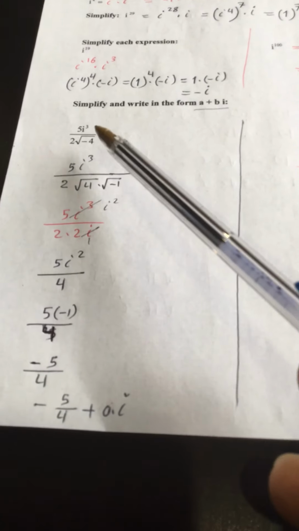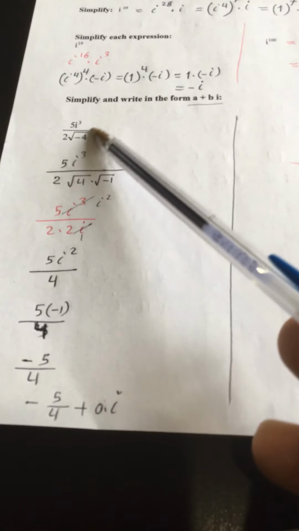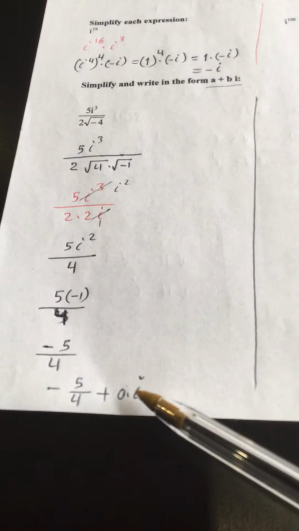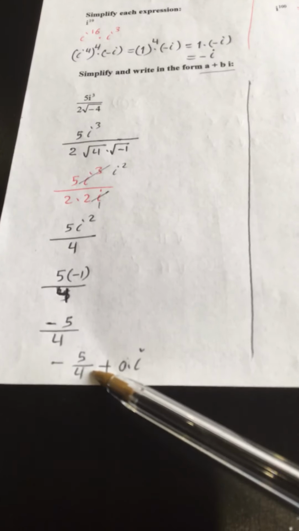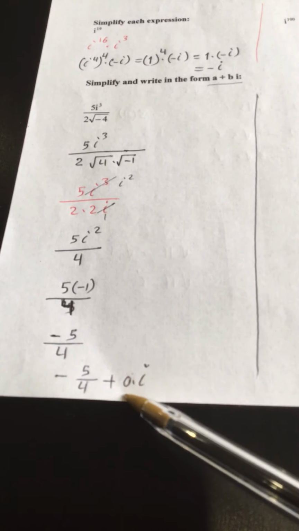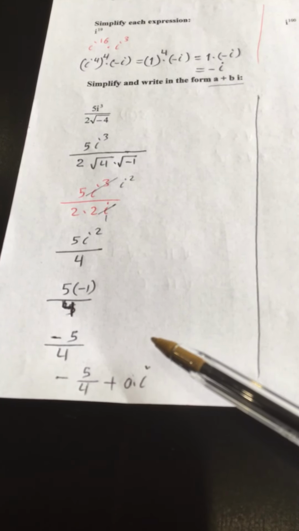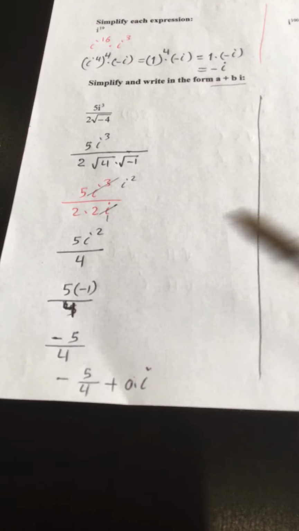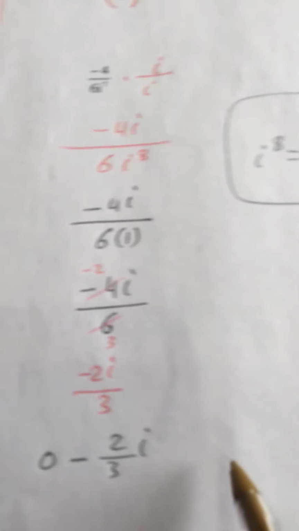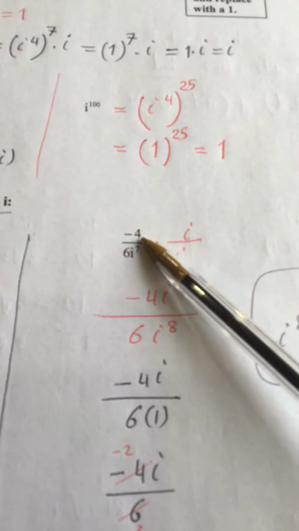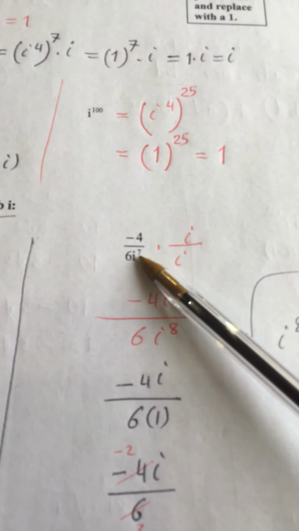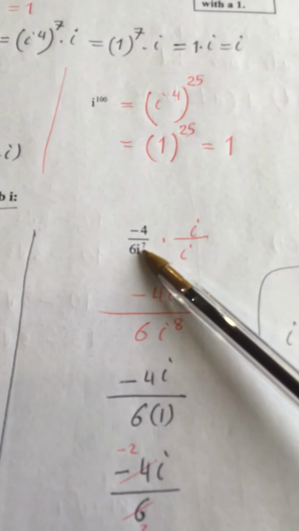So now we wrote this expression in this form, a plus bi. So here a is negative 5 over 4 and b is 0. Another example. Negative 4 over 6i to the power 7.